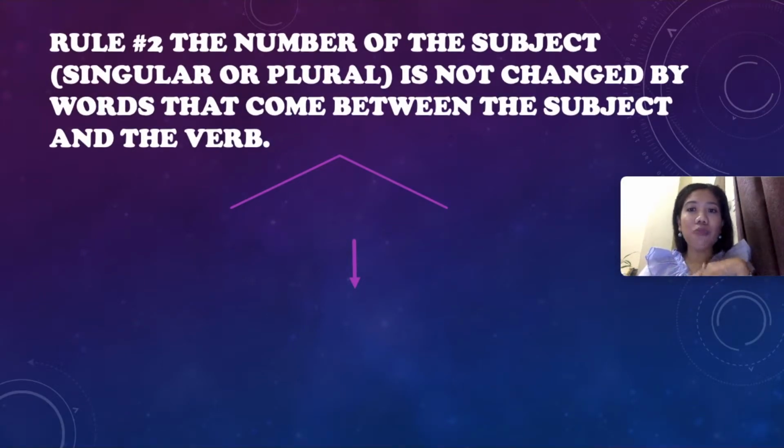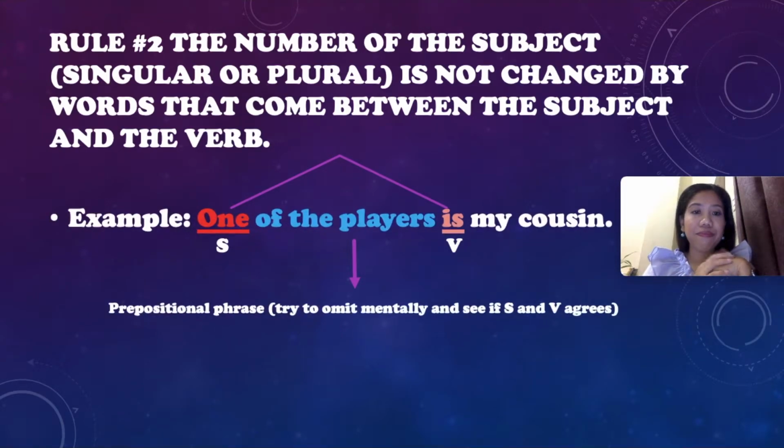Let's have rule number 2. The number of the subject, either singular or plural, is not changed by words that come between the subject and the verb. So we have a sample here. One of the players is my cousin. One is our subject. Of the players is a prepositional phrase, and we can try to omit it mentally to check if our subject agrees with our verb.